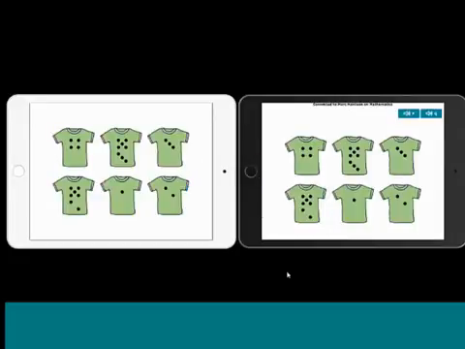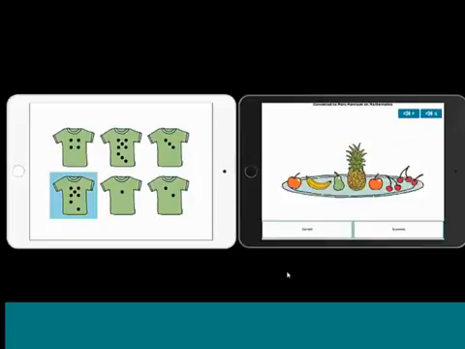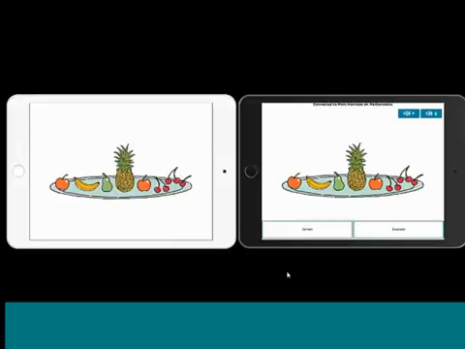Some of these T-shirts have more than 5 dots. Show me a T-shirt with more than 5 dots. Look at the fruit on the plate. Count the cherries.